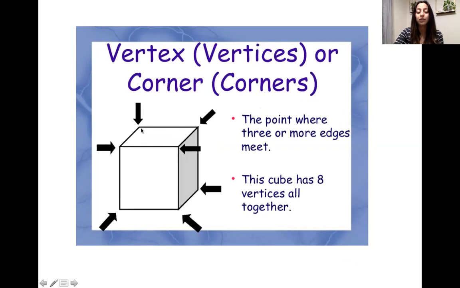Let's count them. And remember, there are some that you might not be able to see but are still there. I'm going to start at the top. 1, 2, 3, 4 on top, 5, 6, 7, and then there's one back here we can't see, 8 on the bottom. That makes 8 vertices or corners on a cube.